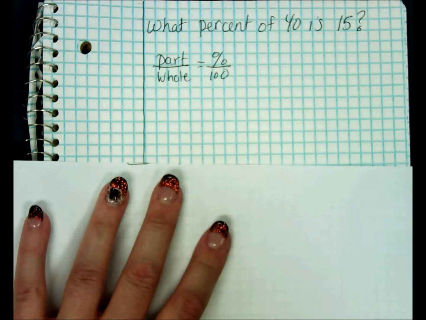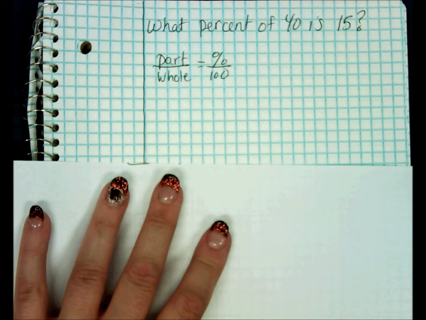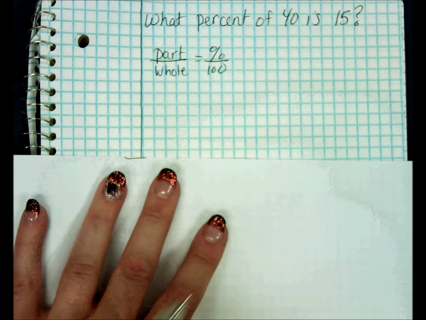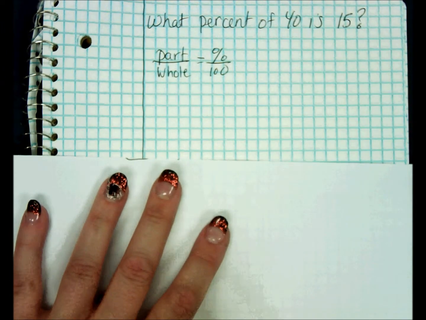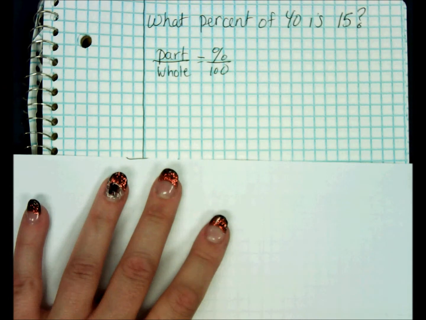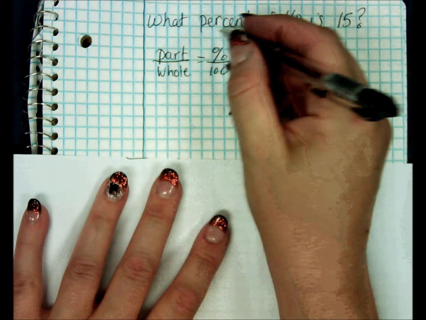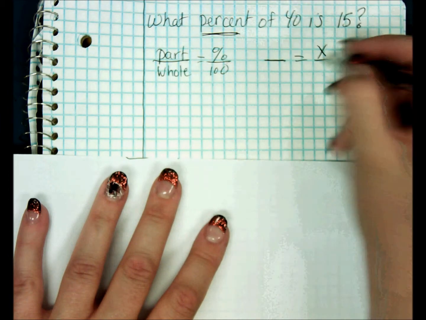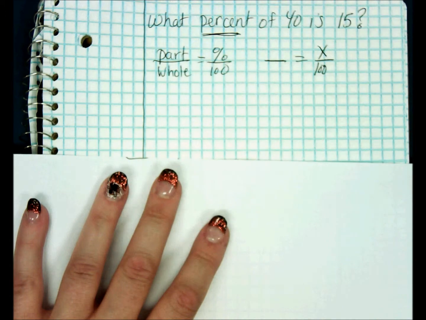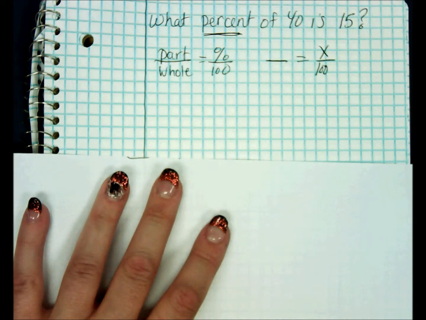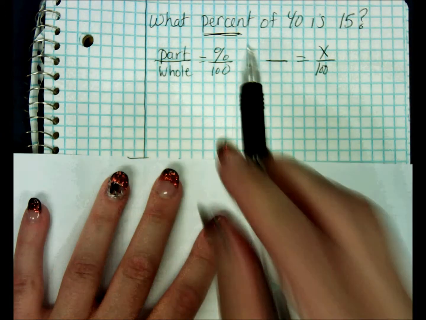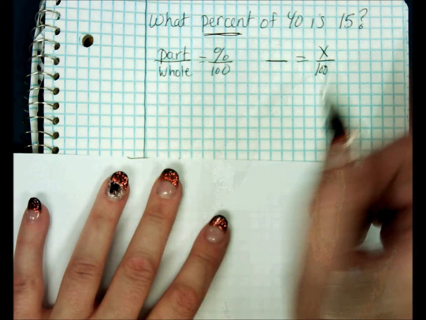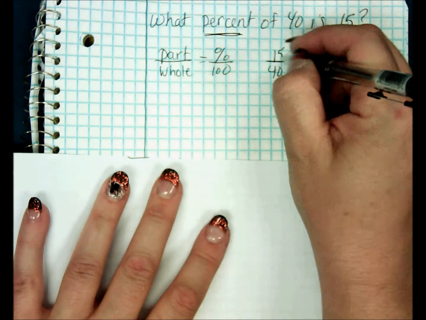Okay, so now we're looking at percentage again, and this is: what percent of 40 is 15? You'll probably remember that part over whole equals percent over 100. And remember, you just have to make sure you're breaking it down the right way. We want to know what the percent is, so we don't know the percent. We know it's over 100 because that's exactly what percent means, per 100. So now you have to figure out what's the part and the whole. What percent of 40? Now you're taking something of 40, so that's my whole, and my part is 15.